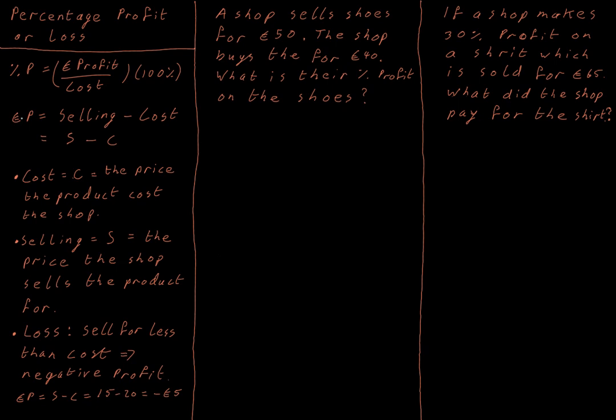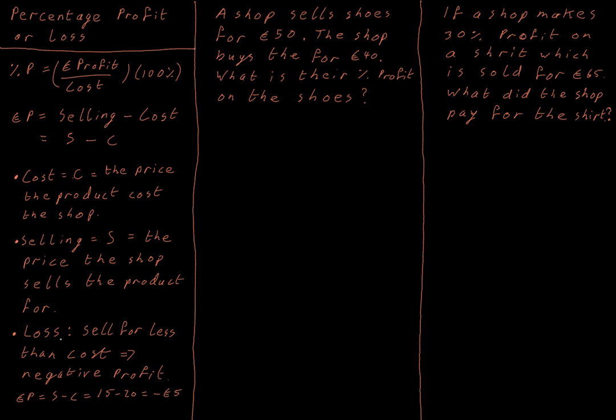Now, the profit we make in euro is sensibly enough how much we sold something for minus how much it cost us. So S minus C, for selling price minus cost price. The cost, capital C, is the price the product cost the shop, or cost us. The selling price is the price the shop sells the product for.